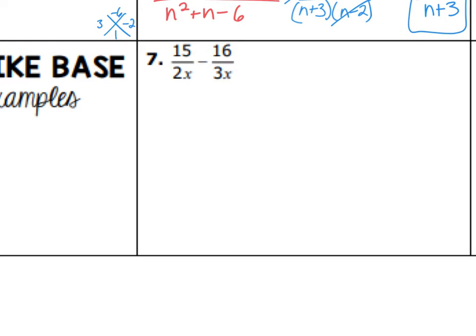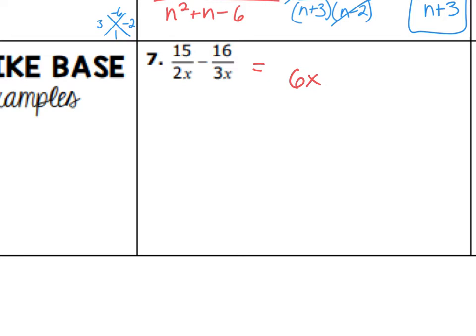Okay, so if we start off on number 7, look at those two denominators. We have 2x and 3x. So we'll start with just the coefficients, so 2 and 3. What is a number that they will both go into? 6, good. So I'm going to just write that 6 there. What about x and x? What will they both go into? X, good. So that is going to be my common denominator.